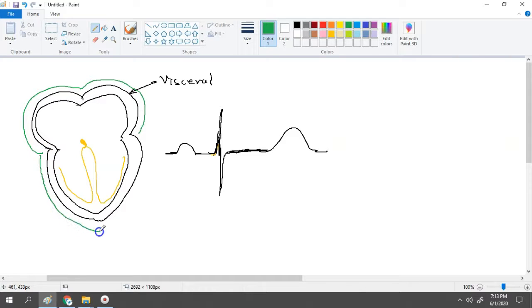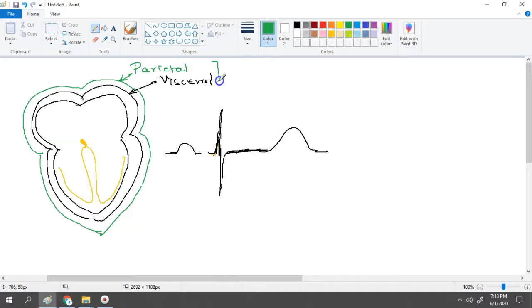Between these two layers we have very minimal amount of fluid. Remember, this is a schematic diagram, so even though I have shown you a lot of space here, there is really not much fluid in the pericardium. Very minimal amount of fluid usually in the pericardium. This green color layer is what I will call the parietal layer.